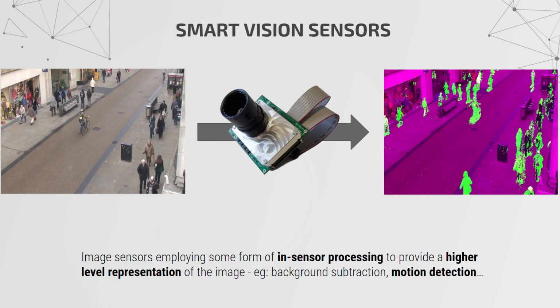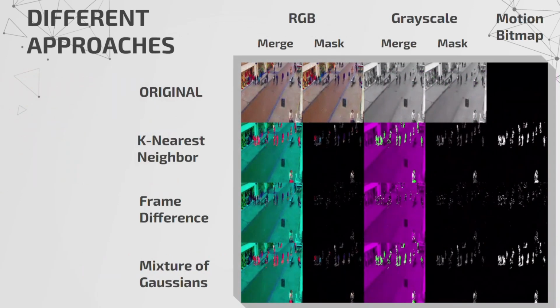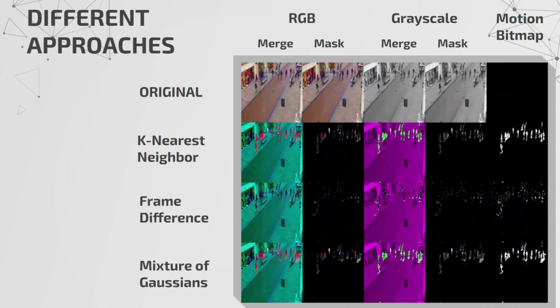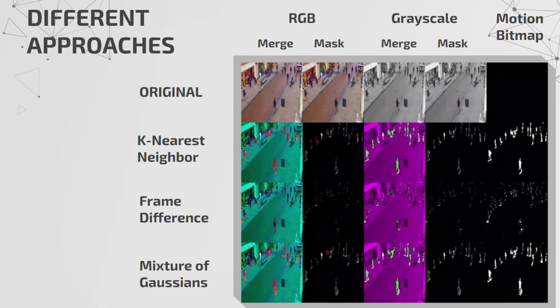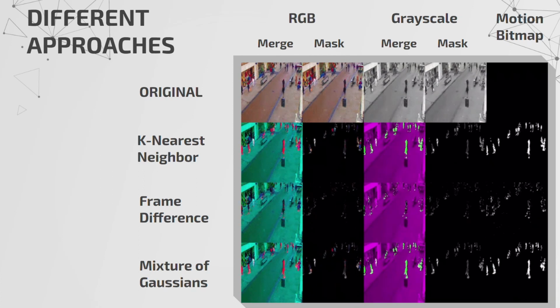We defined a smart vision sensor as an image sensor that implies some form of in-sensor processing in order to provide a higher level representation of the image. For example, we can consider sensors running an on-device background removal step or motion detection, for example. There are a lot of different types of smart vision sensors, and for this study we considered 20 different approaches.